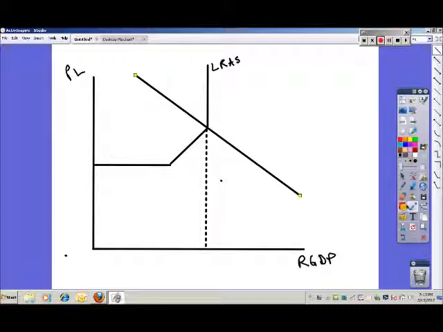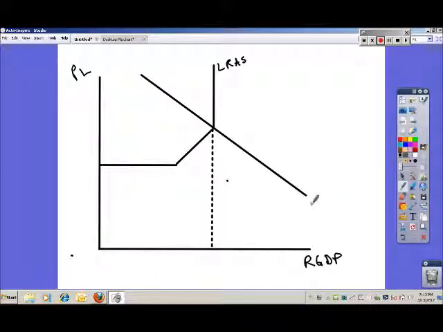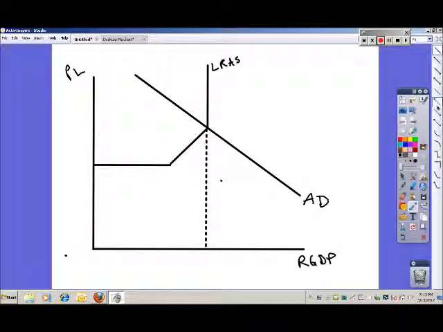So let's label everything like we are supposed to do. Here's our aggregate demand curve. This is our long-run aggregate supply curve. Again, the intermediate range and the Keynesian range on the long-run aggregate supply. But we can also take this a step further again and show our short-run aggregate supply curve. So let's show our short-run aggregate supply curve here.